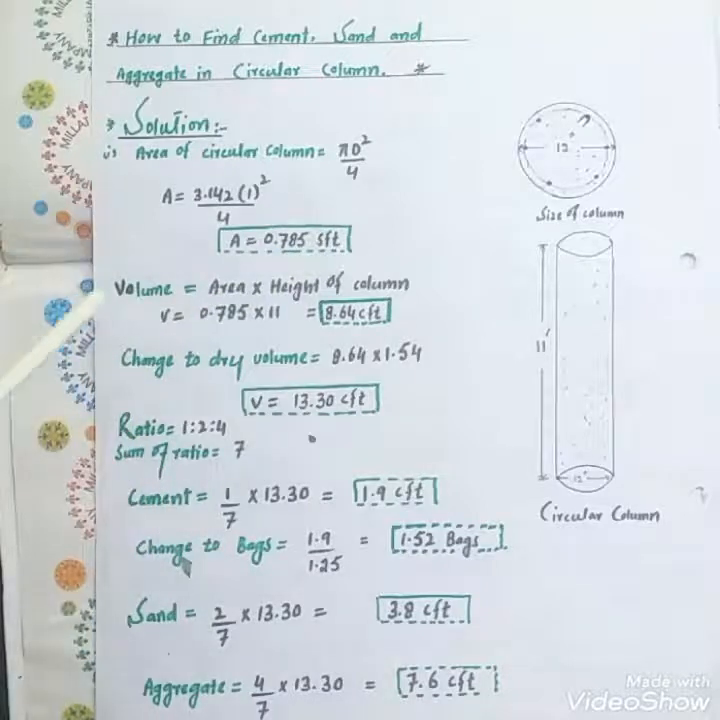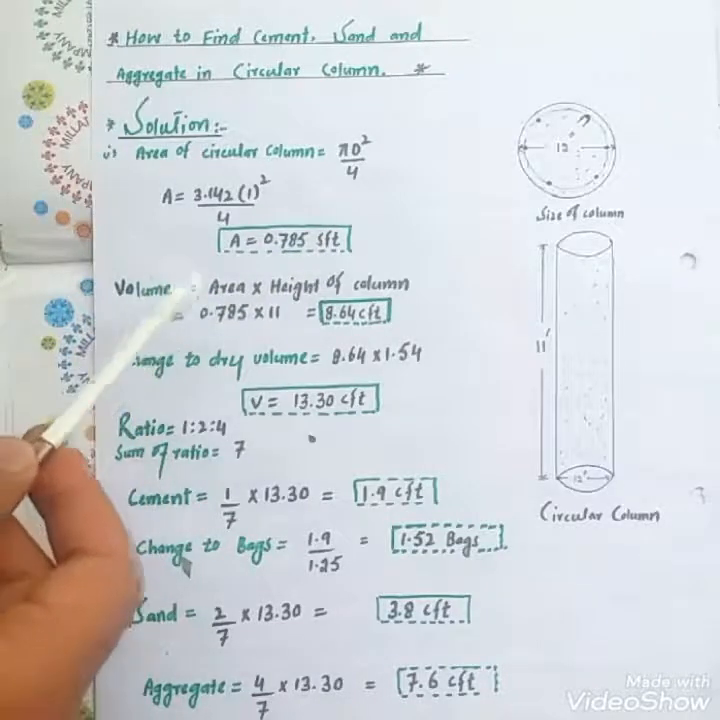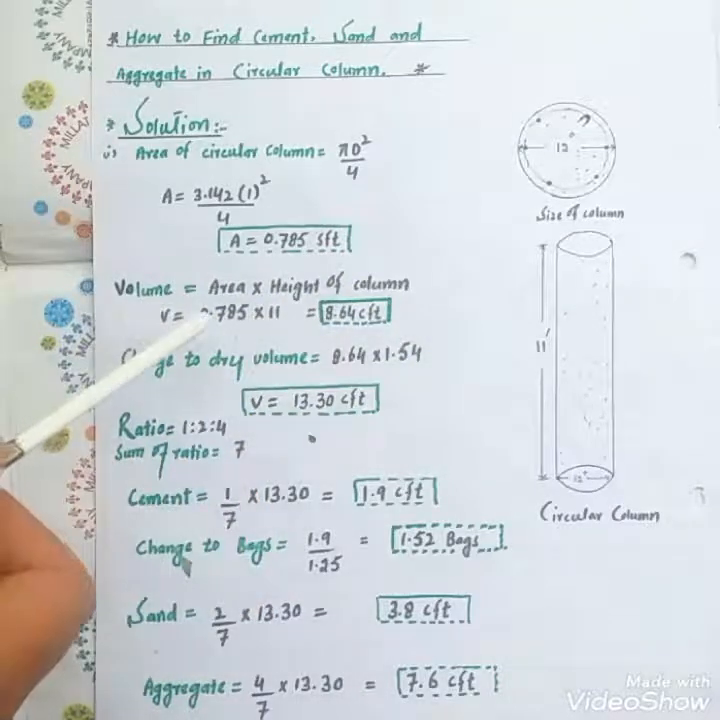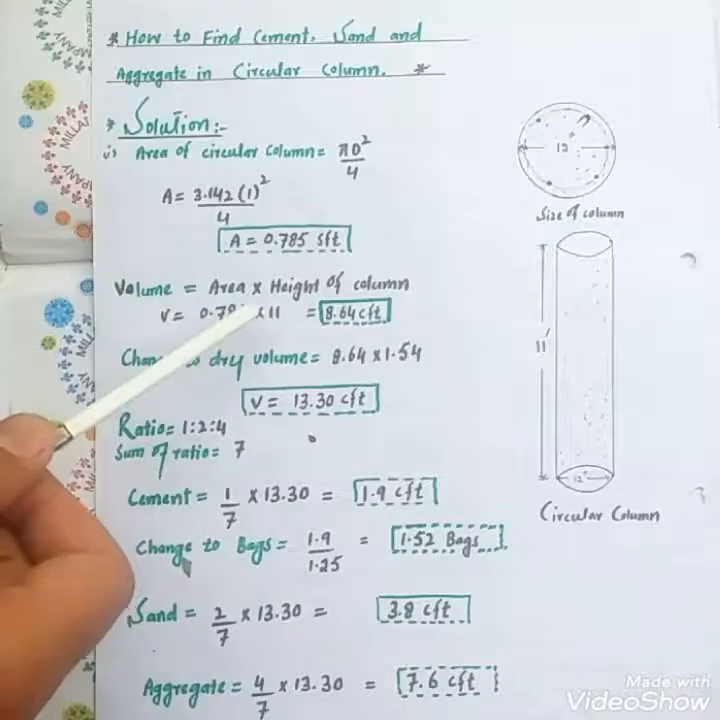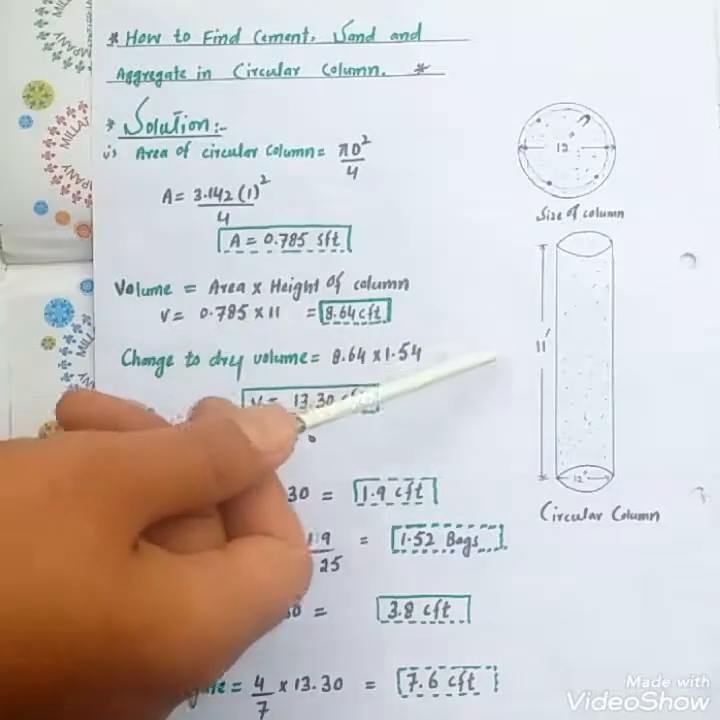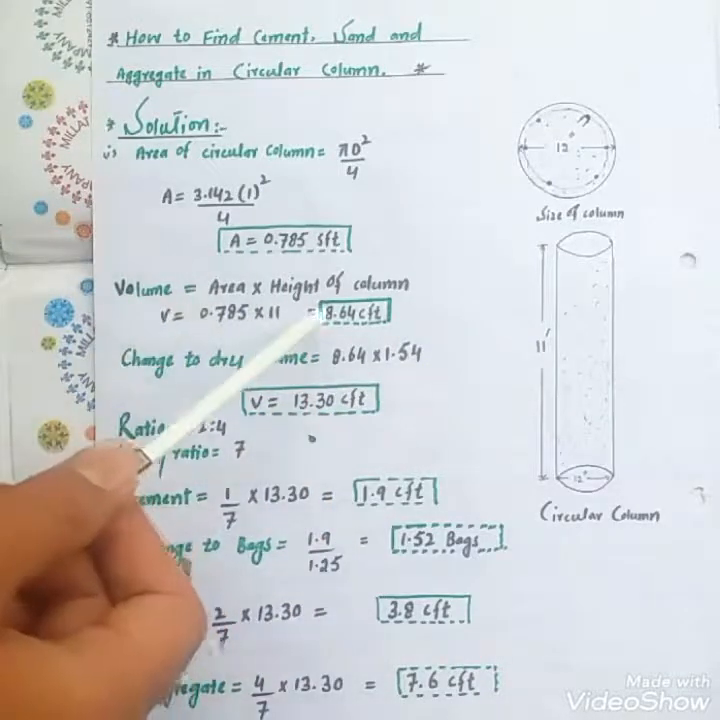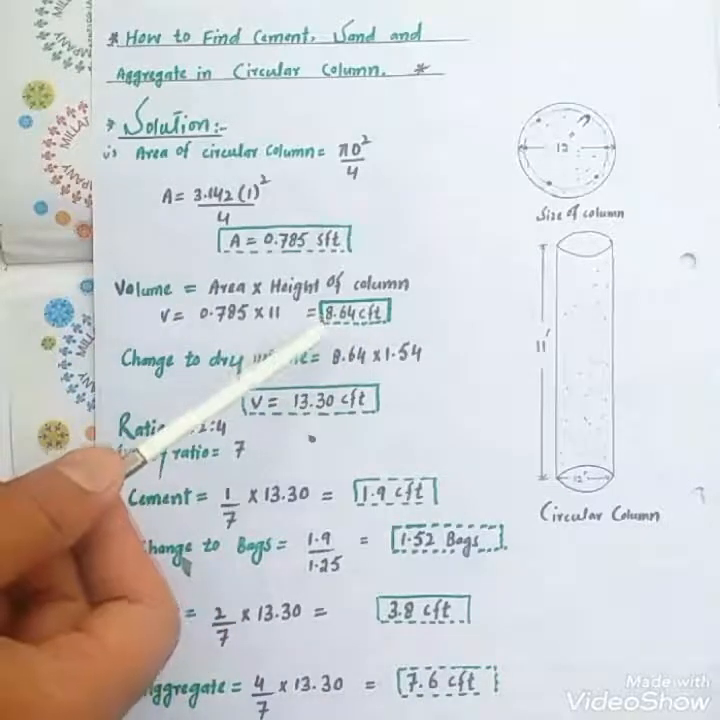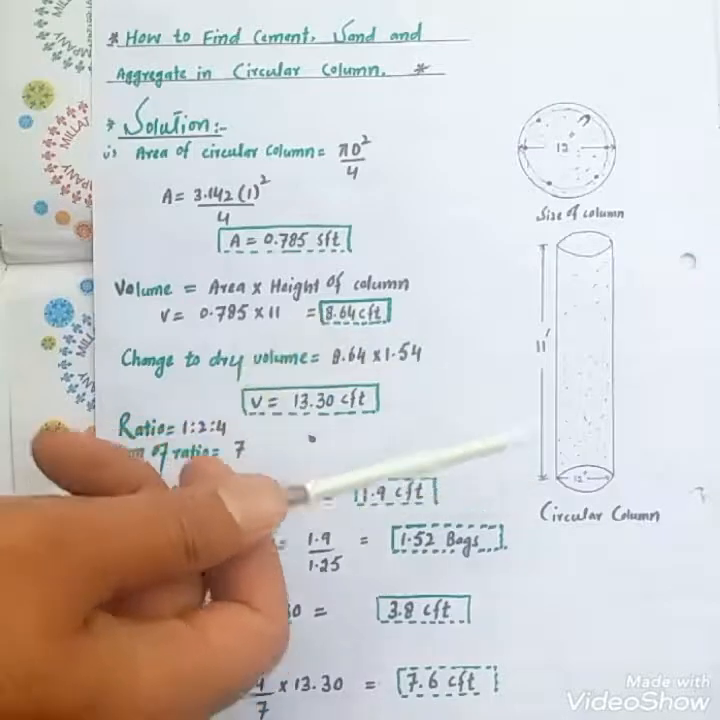Now find the volume. Volume equals area multiplied by height of the column. V equals 0.785 multiplied by 11 feet. This is the height of the column. Volume equals 8.64 cubic feet. This is the wet volume of this circular column.